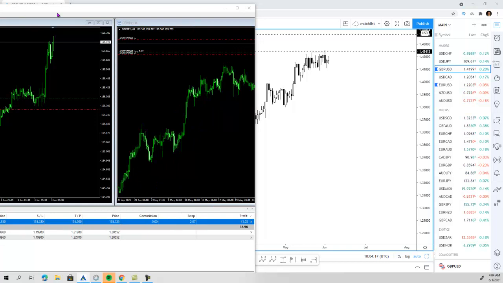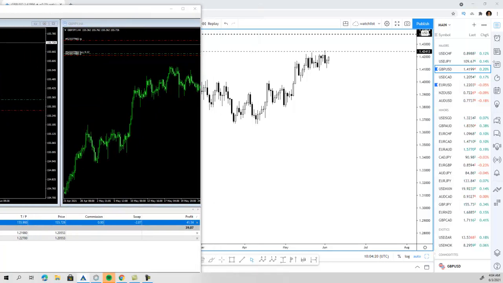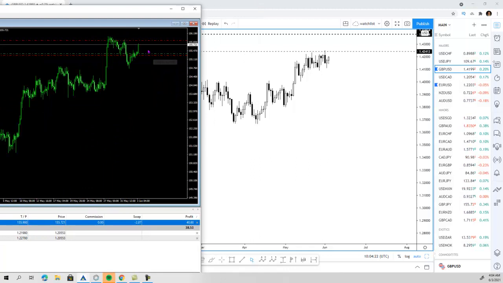Well, actually, the long that we have is on the GBP/JPY. The GBP, it's about to hit profit. It's about to hit target. That's awesome.